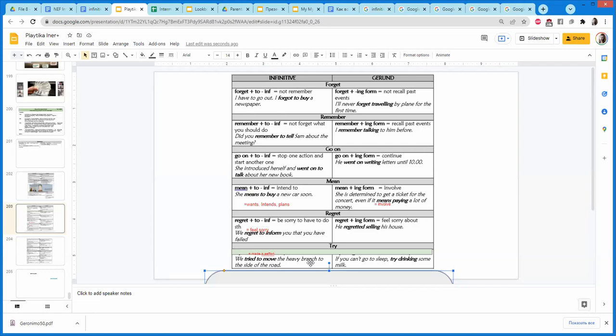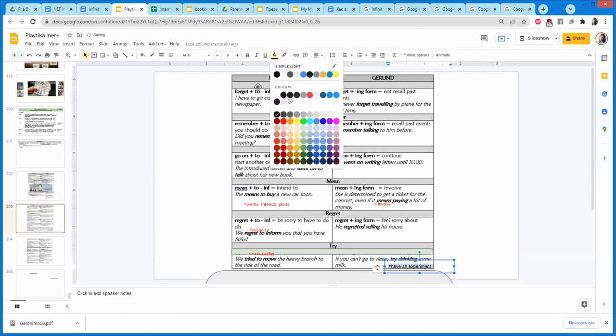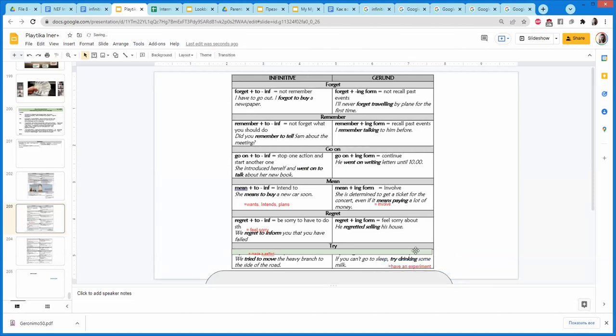If you can't go to sleep, try drinking some milk. Have an experiment. So the key word here that I suggest in this situation is "have an experiment." If you try milk as a means of falling asleep and it works, use it in future.